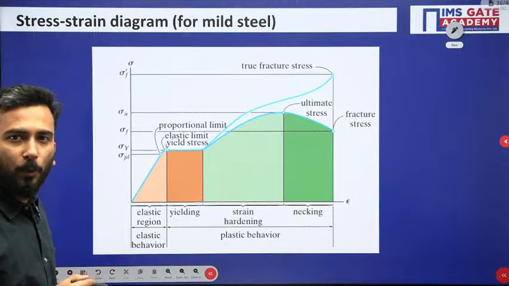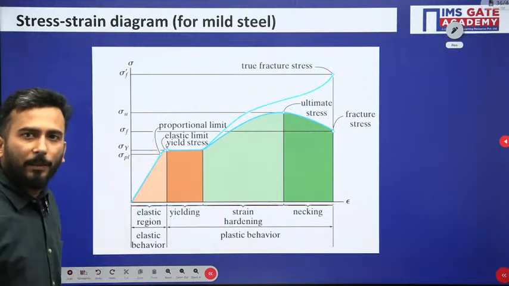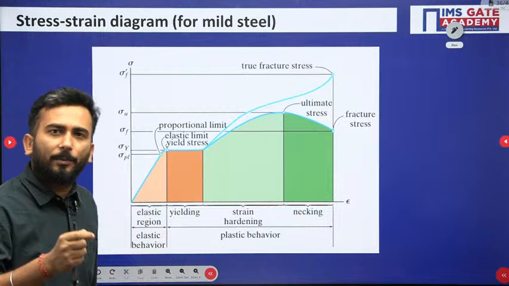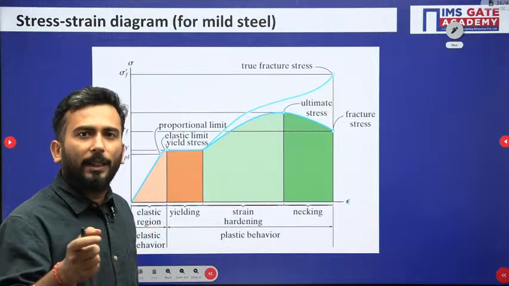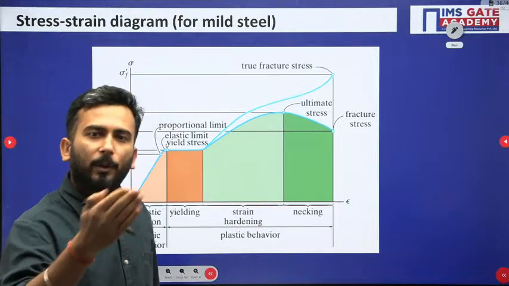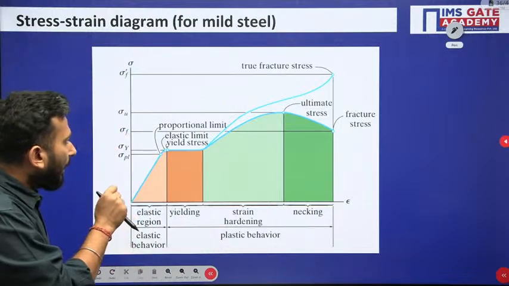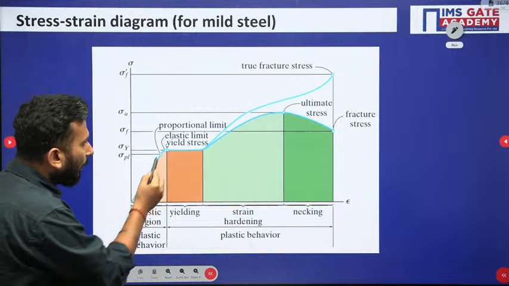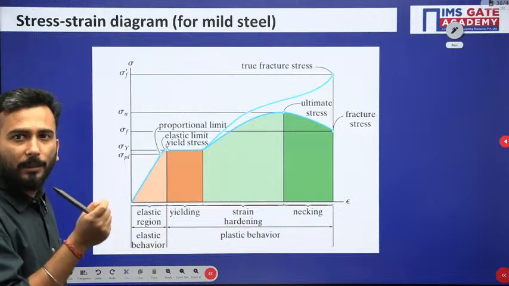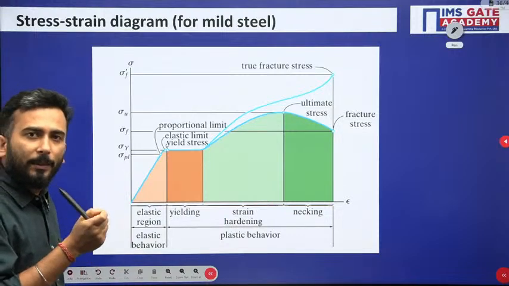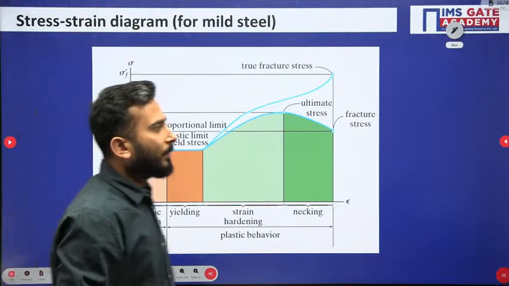The topmost point of the line is the proportional limit. What is proportional? It means a linear relationship is established between stress and strain. Also, if you remove the loading, the material is fully capable of returning to its original position. If you increase the load slightly, what will happen? After the proportionality limit, the curve will follow a slightly bent structure.